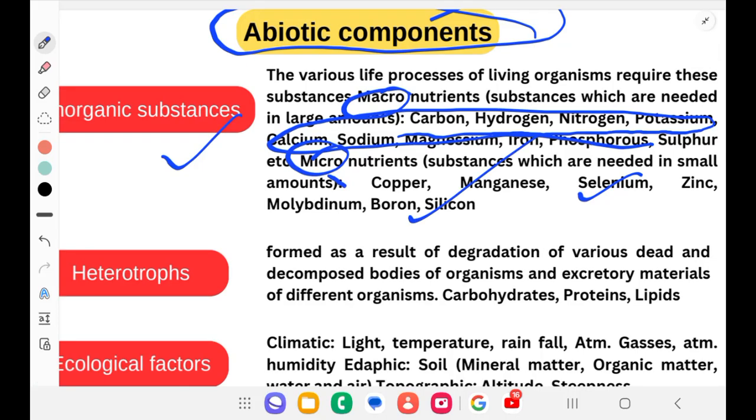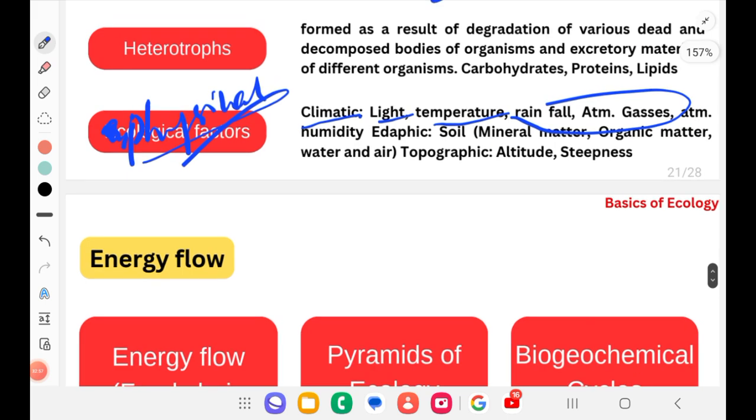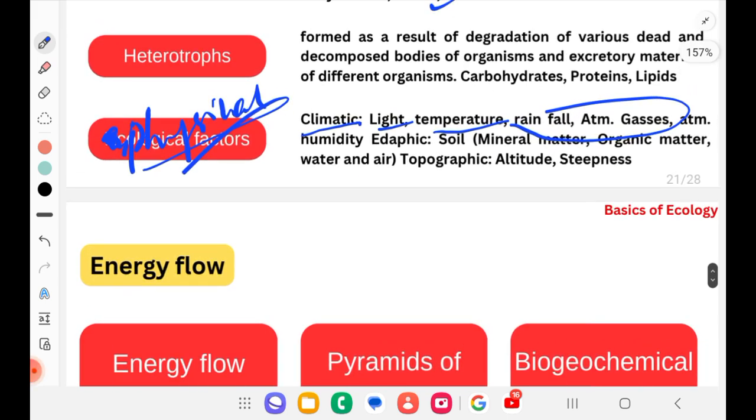There are also physical factors considered to be abiotic, like climatic: light, temperature, rainfall, atmosphere, all these things. Okay, so these are some of the physical factors also. Even edaphic factors. Edaphic means soil related, minerals, etc. Okay, even topography is considered here, like altitude and steepness.